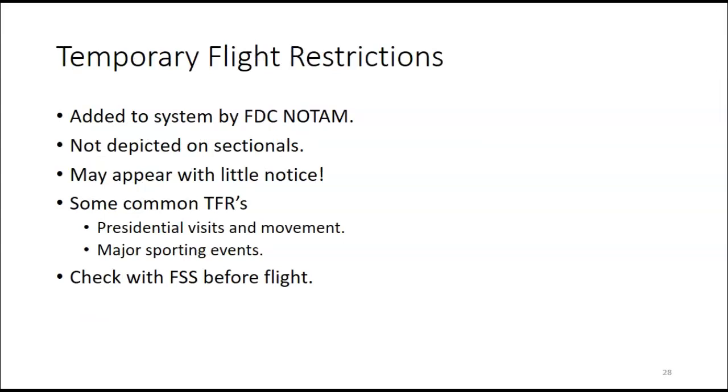One of the most important special use airspace areas is a temporary flight restriction. And these become more and more common, especially during election years. They're added to the system by what's called an FDC NOTAM. Those are regulatory NOTAMs. So if you violate a temporary flight restriction, since it's regulatory, you can receive a citation, you can lose your license. It's not depicted on sectionals, so it's very important for you to keep up to date on any FDC NOTAMs issued for the area that you'll be flying in.